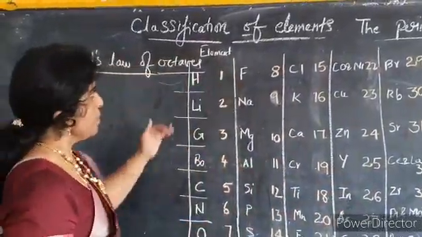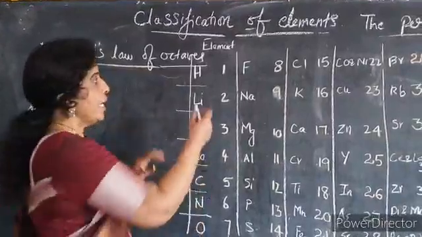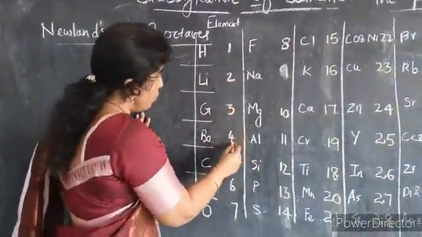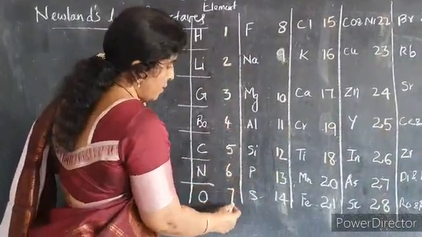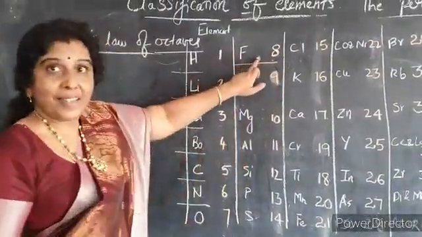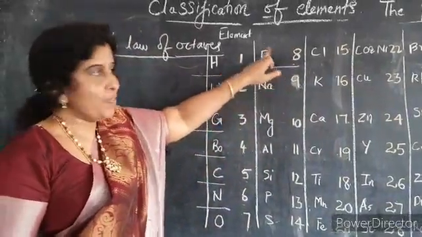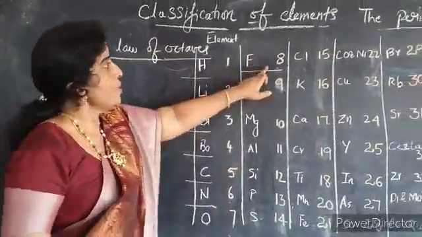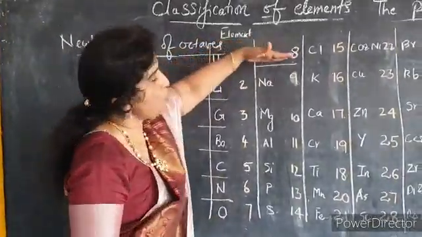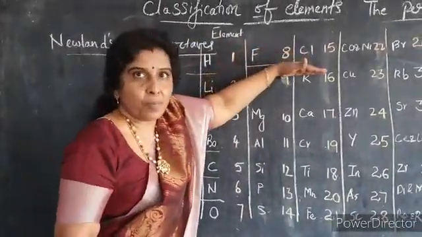So for example, we will start from hydrogen. Hydrogen 1, lithium 2, 3, 4, 5, 6, 7 and 8. So fluorine is the 8th element when we are counting. So what does it mean? Hydrogen and fluorine will have similar properties.